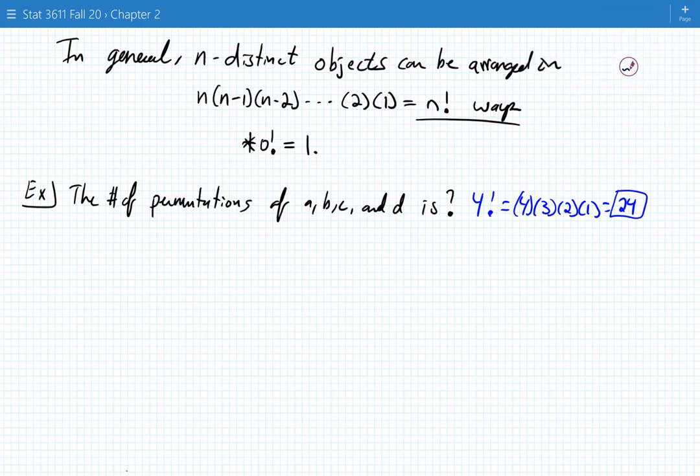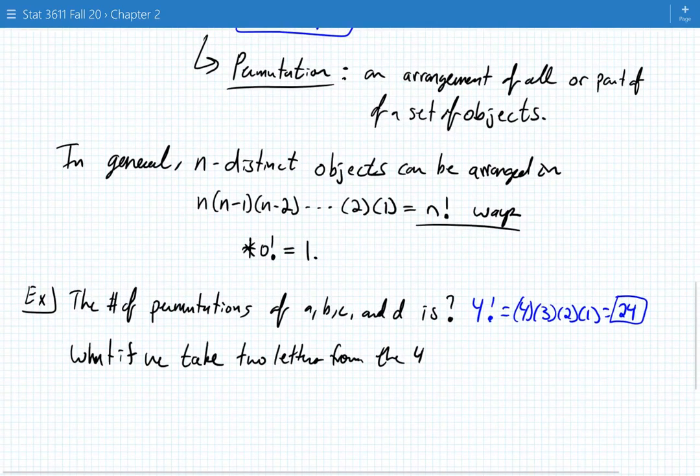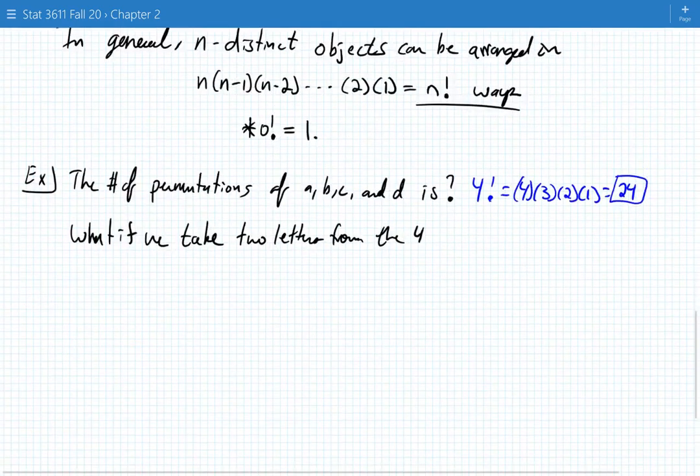Okay, so what if instead we're looking at these 4 letters A, B, C, and D, but we're only going to take 2? What if we just take 2 letters from the 4? Because remember, a permutation is an arrangement of all or part of a set of objects. So let's say our set of objects is these 4 letters, and we're going to take a part of that. So we're going to take 2 letters of the 4. Then how many permutations are there?